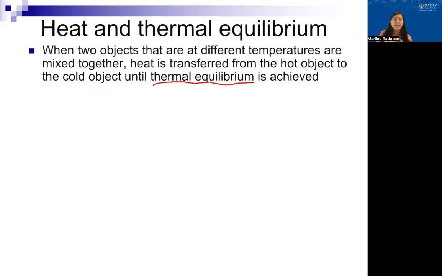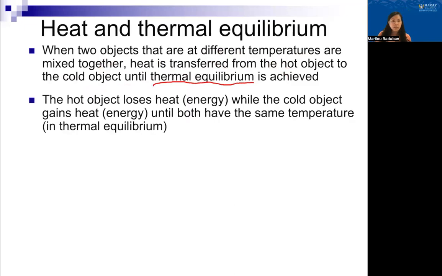Thermal equilibrium again means that the two objects have the same temperature, right? And so the hot object will lose heat. Heat will go from the hot object to the cold object, and therefore the hot object will lose heat, while the cold object will gain heat until their temperatures are the same. So we know this maybe because we've observed this, we've experienced this, or we know this from intuition, and hopefully these statements make sense.